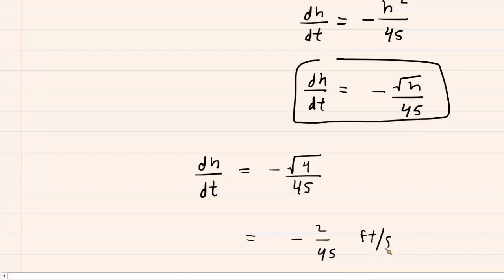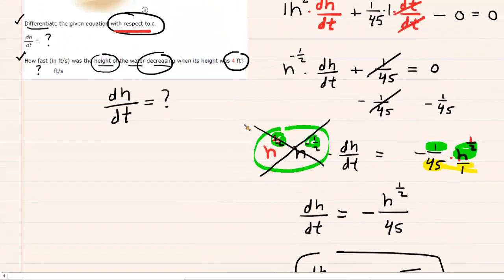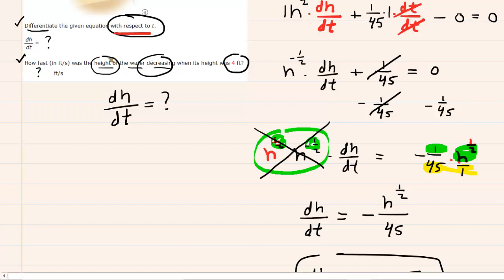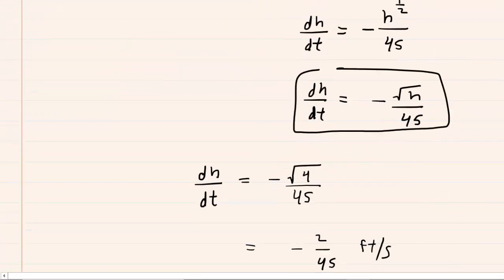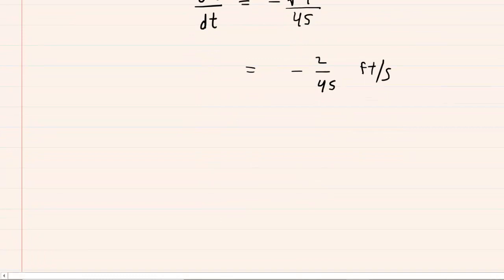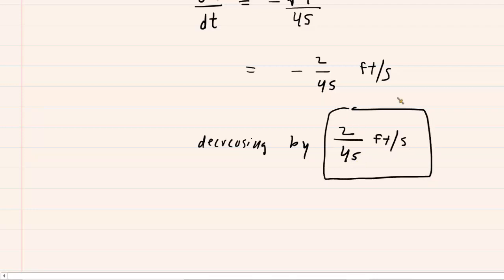Now just be a little bit careful, because if you're typing this into a homework system such as WebAssign, it's asking you how fast is the water decreasing. The word decreasing already tells us that the rate is negative. So I would not include the negative sign in the final answer. I would just say that it is decreasing by 2 over 45 feet per second. And that would be the correct answer to the second part of the question.